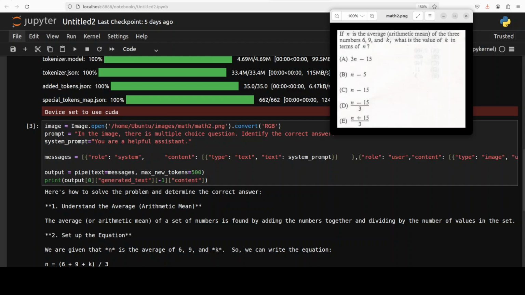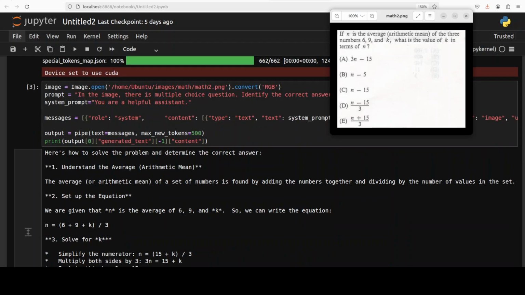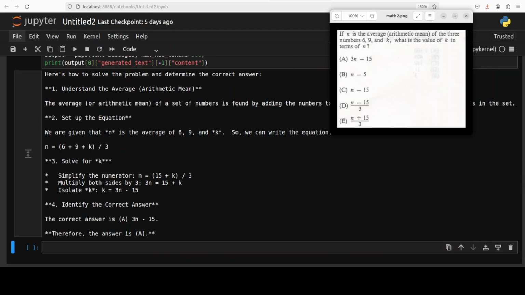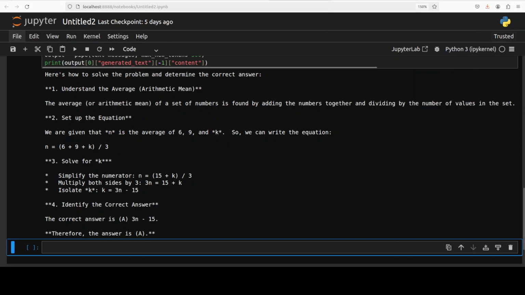And it has solved the question. So let's see if it is going step by step after understanding the question, and the answer is A, which is correct. So it has done wonderfully well in terms of OCR in mathematics after getting the question right.